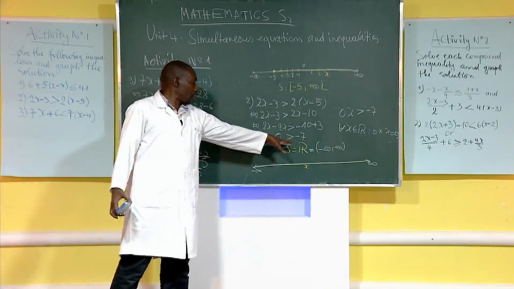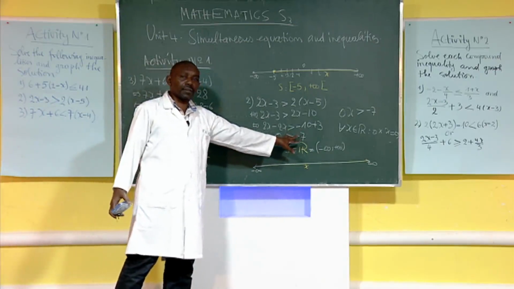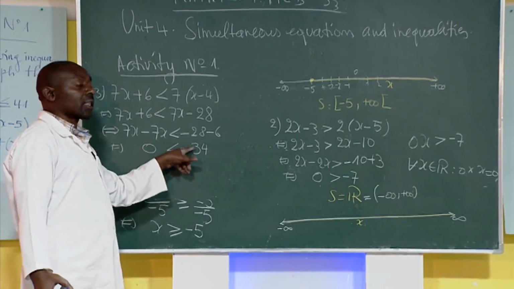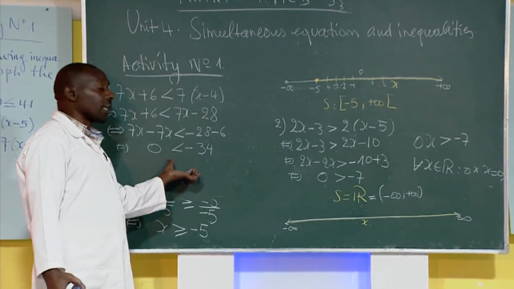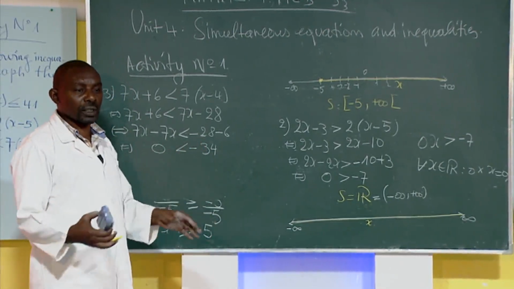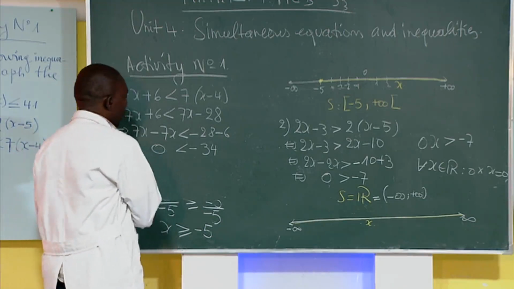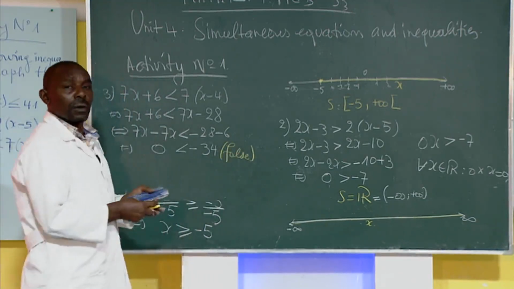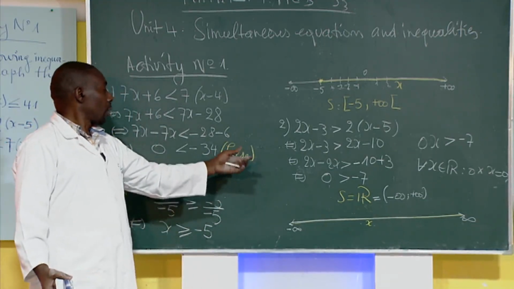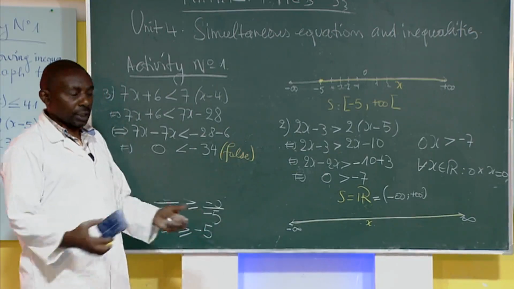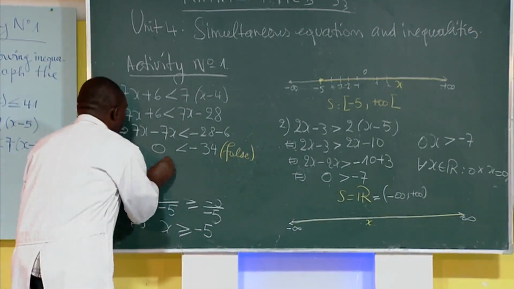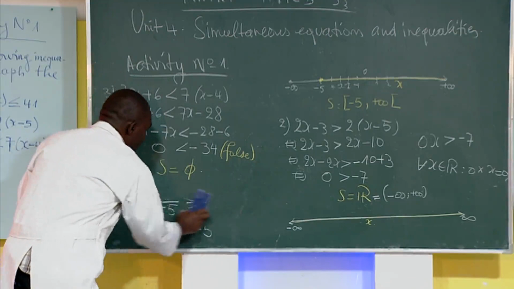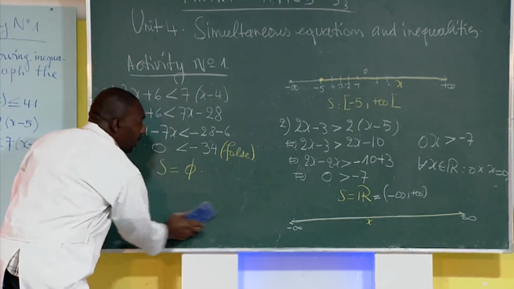So this was trivial because 0 is always greater than any negative number, but here 0 is less than a negative number. It means this inequality is always false. So this is false. Therefore, you cannot graph its solution. Simply, the set of solution is the empty set. Are we together?